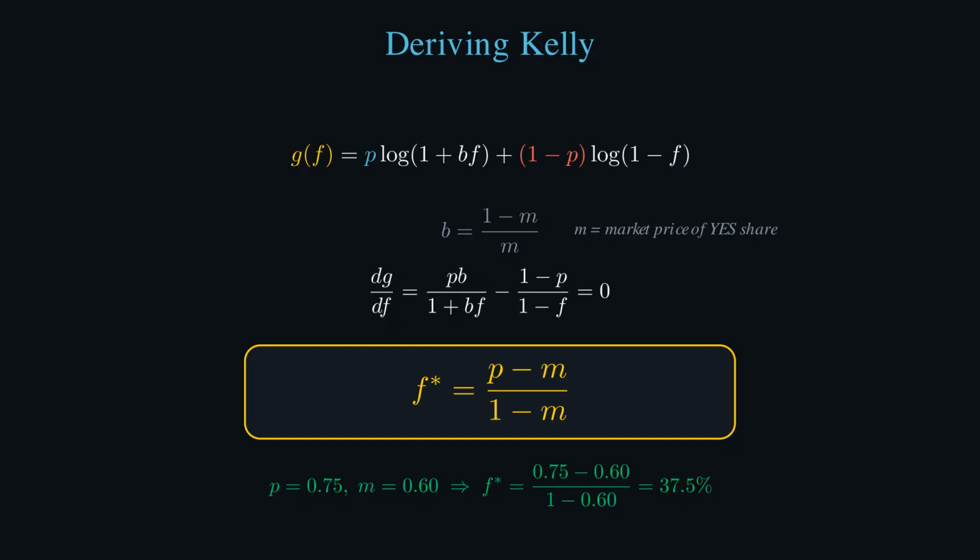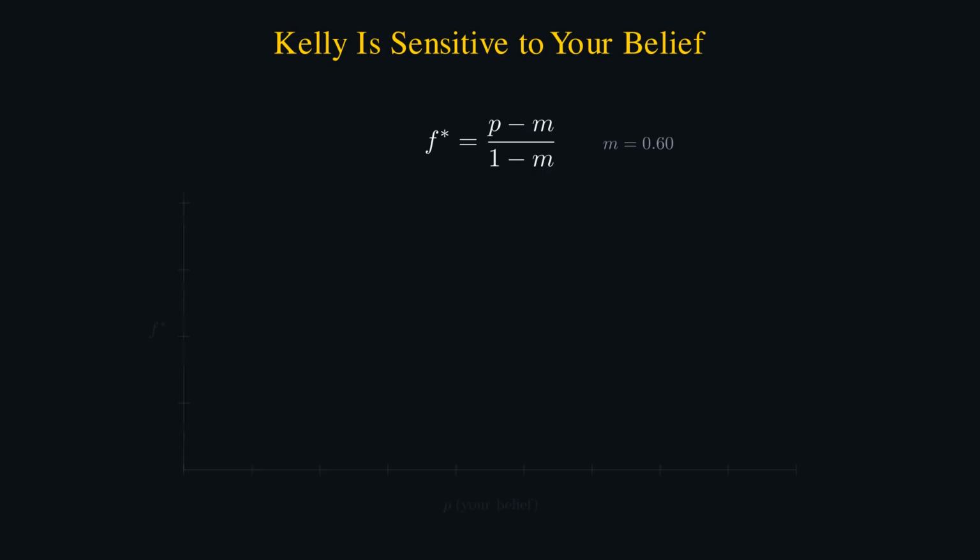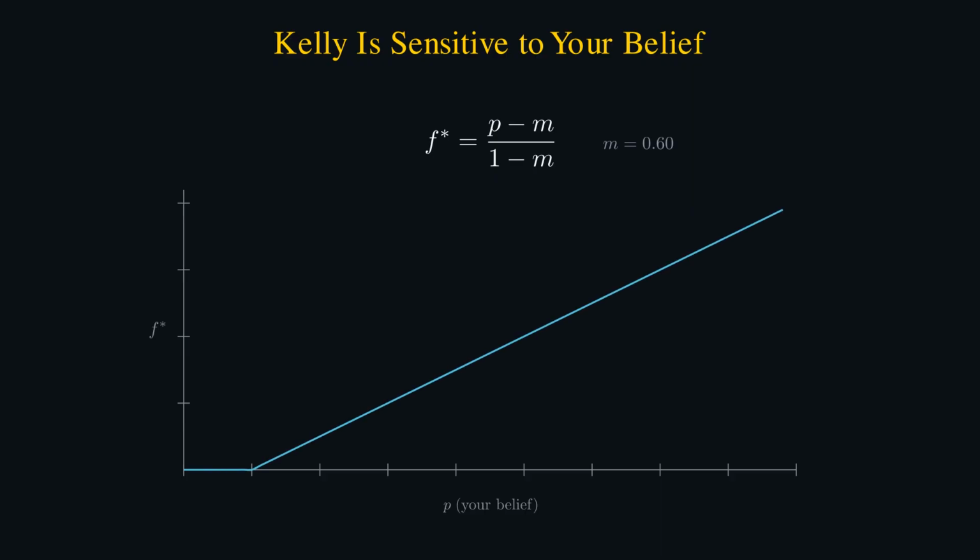Write the expected log growth. Differentiate and set to 0. Recall M is the market price of a yes share. Substitute the odds B equals (1 minus M) over M. The result simplifies beautifully. F star equals (P minus M) over (1 minus M). If you believe 75% and the market says 60, Kelly says bet 37.5%.